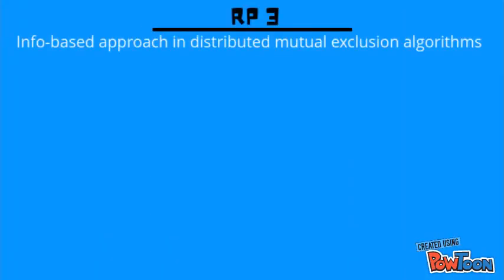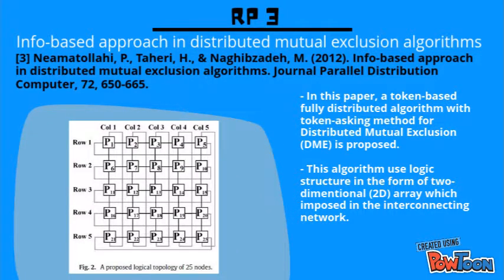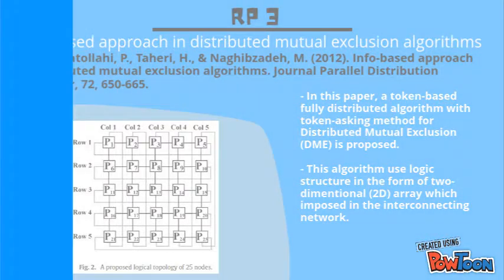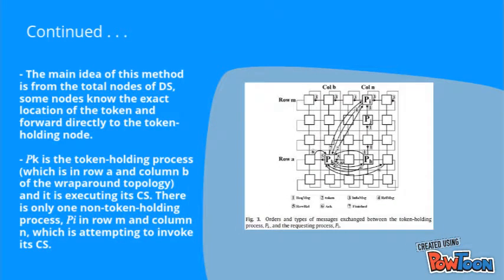In this paper, a token-based fully distributed algorithm with a token asking method for distributed mutual exclusion is proposed. This algorithm uses a logical structure in the form of a 2D array imposed on the interconnecting network. The main idea of this method is that, from the total nodes of the DS, some nodes know the exact location of the token and forward requests directly to the token holding node. PK is the token holding process and it is executing its CS. There is only one non-token holding process.